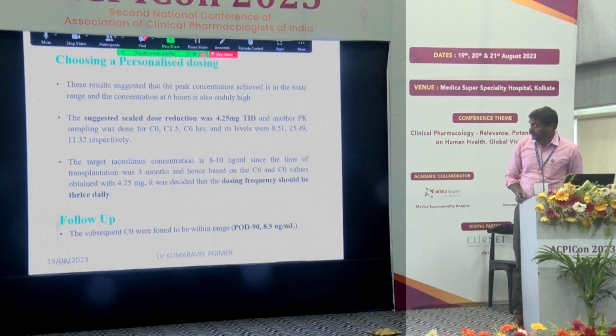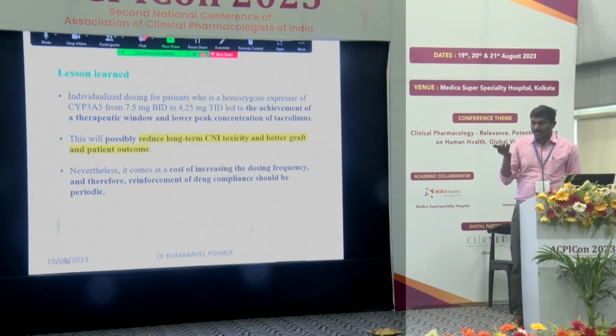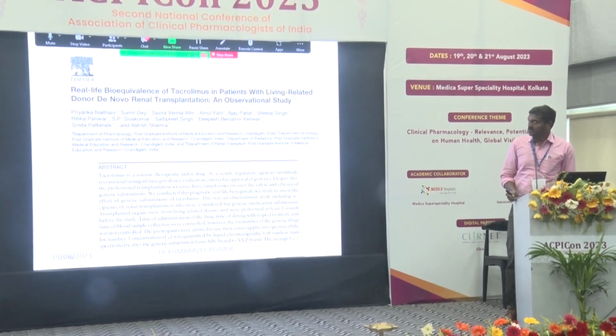These results suggest that the peak concentration achieved here is in the toxic range, and the concentration at C6 is also high. So we planned a dose reduction, from 7.5 milligram BD to 4.25 milligram TDS. The lesson we learned from this case is individualized dosing by genotyping and based on the PK profile, so we gave TDS dosing. This will possibly reduce long-term CNI toxicity and improve clinical outcome and graft outcome. Thank you.